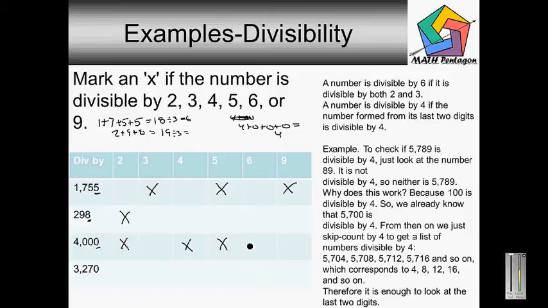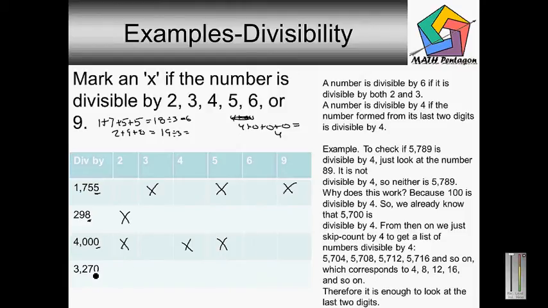For 6, the divisible rule for 6, does it have a 2 and 3? No. The divisible rule for 9 is you add up all the digits, so that would give us just 4. So it would be 4 divided by 9. No, it doesn't work out, so forget about it. So you put an X under the 2, the 4, and the 5.